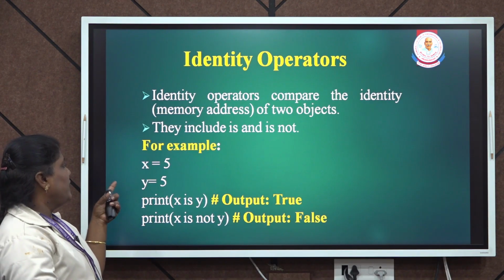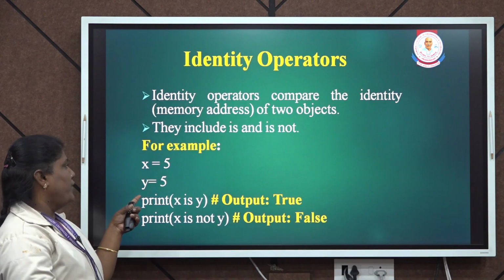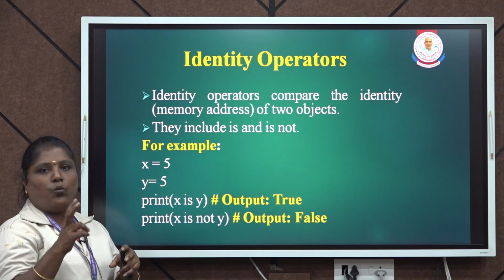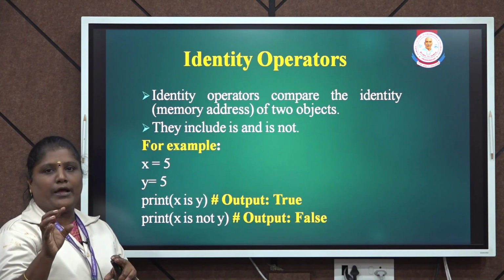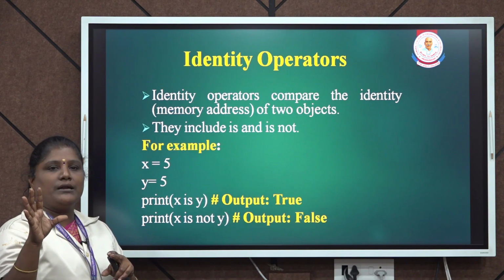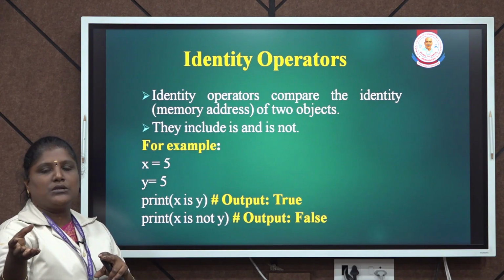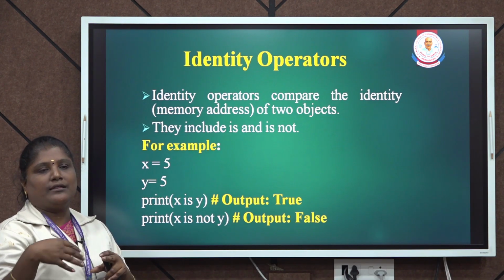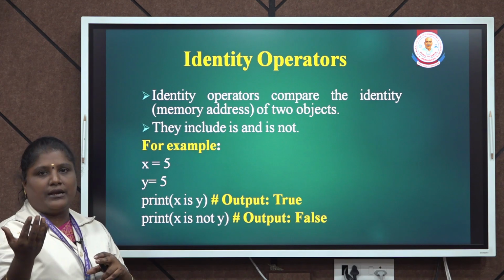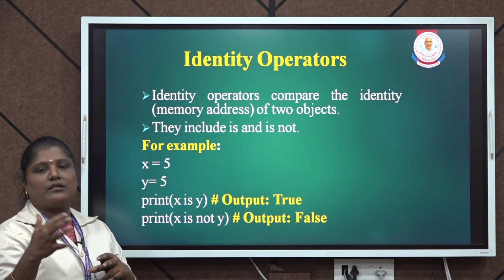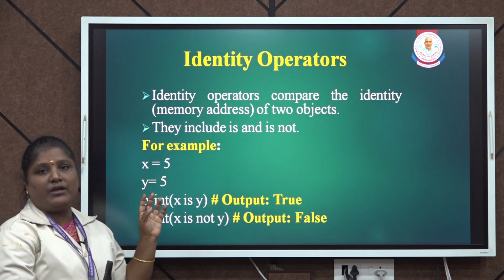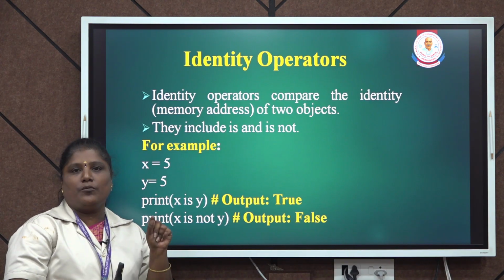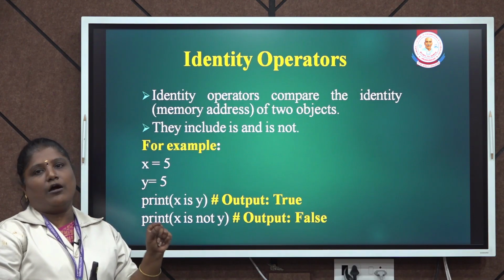For example, x equal to 5, y equal to 5. Both variables x and y refer to the same value 5, so they will store the same address, for example the address 1000. So the output is true. Otherwise, if x has a different address and y has a different address, the output is false. How do we check? In Python we use id. So print id of x.